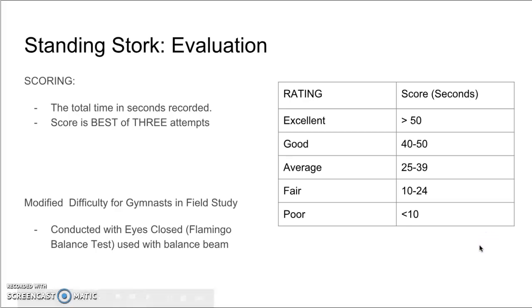So this is what we're looking at. I hope that was fun. This is a really interesting evaluation. Remember, you took the best of 3, and if you timed it, then if you're above 50 seconds, you would be excellent. In between 40 and 50, good. 25 to 39, average. Fair for 10 to 24, and poor for less than 10 seconds. Let's move on to our next one.